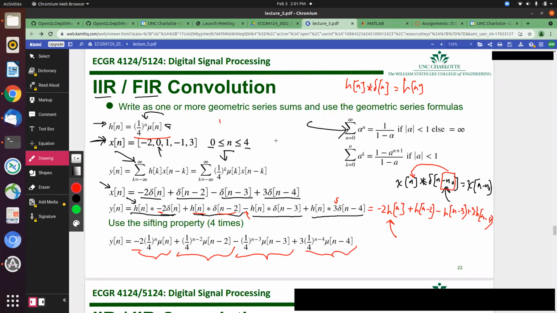So n over 4 to the n power is actually not a time invariant function, is it? No, so it's not an h of n. But it's a good question.